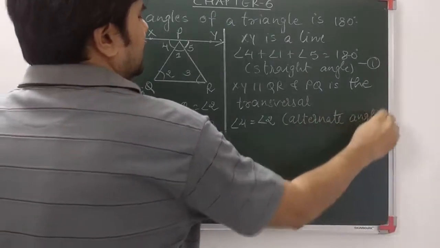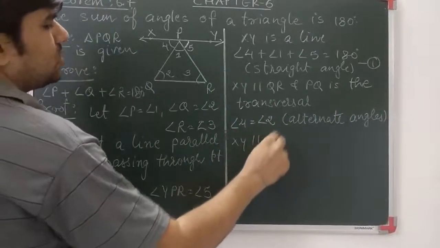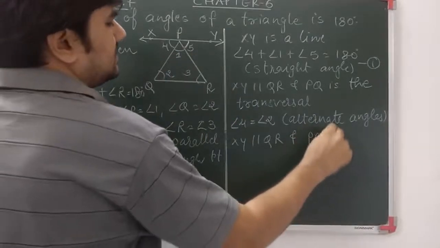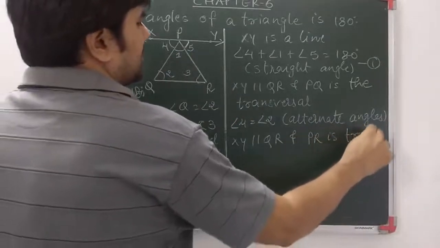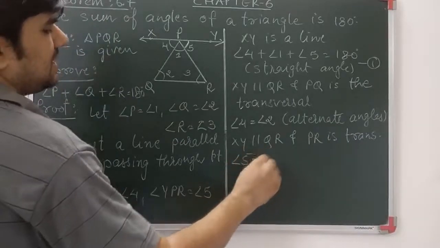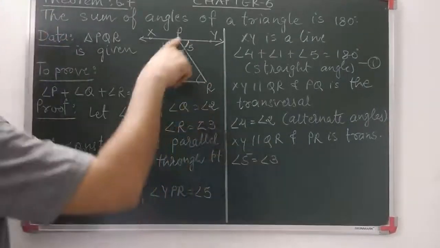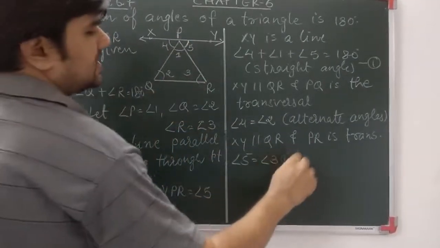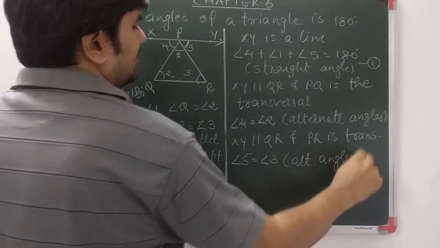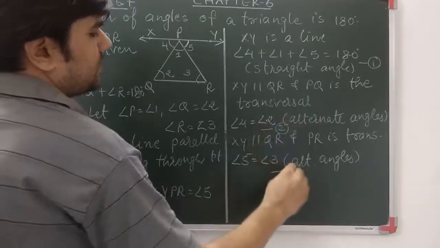In the same way, XY is parallel to QR and PR is the transversal. So again angle 5, that is YPR, is the same as angle 3, that is PRQ. Again they are a pair of alternate angles. Let me call the earlier one equation 1, this one 2 and this one 3.